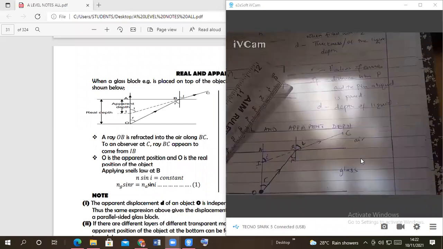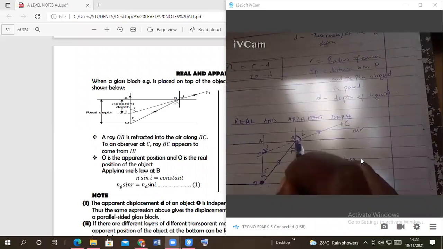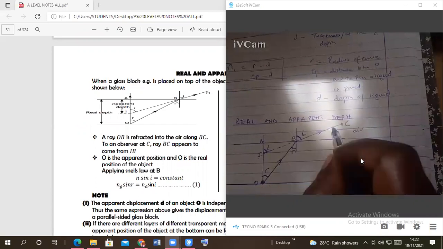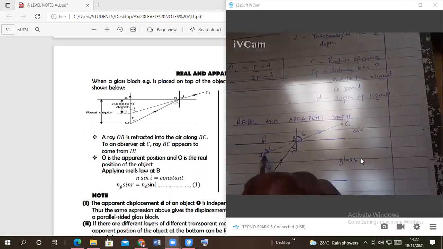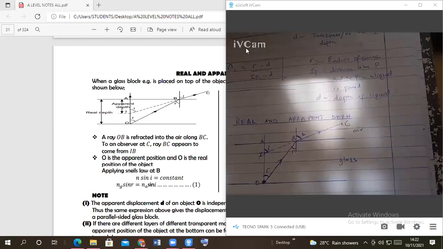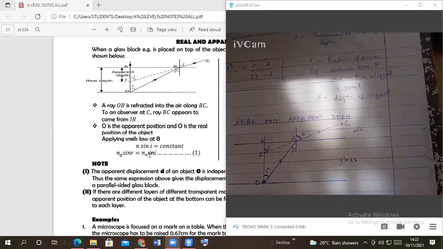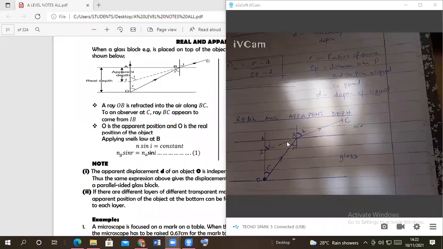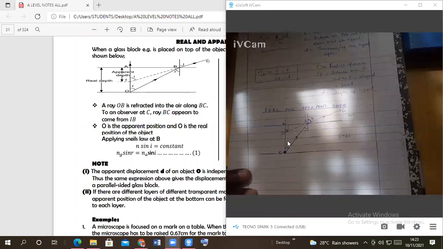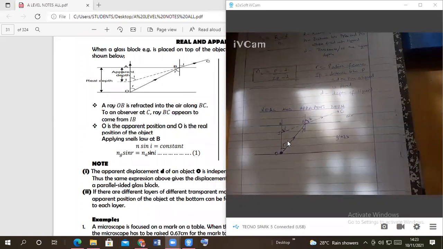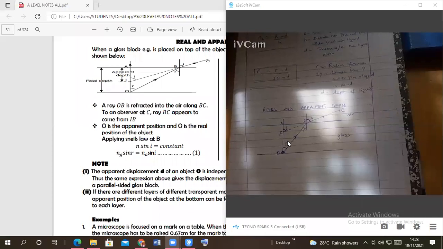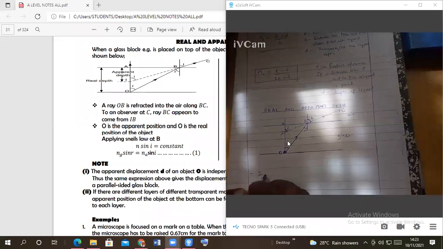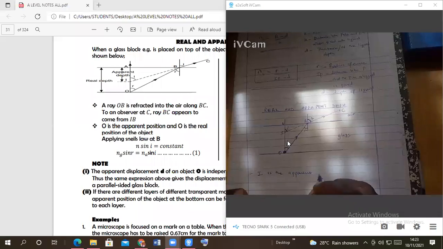So you should know that if we have a ray that is refracted along BC, that ray appears to come from IB as the observer watches. Now, the other thing is that they're saying that O is the apparent position and I is the real position of the object. So that is wrong. That's the statement I want us to correct. O is not the apparent position, but it is I which is the apparent position. So there, I is the apparent position.